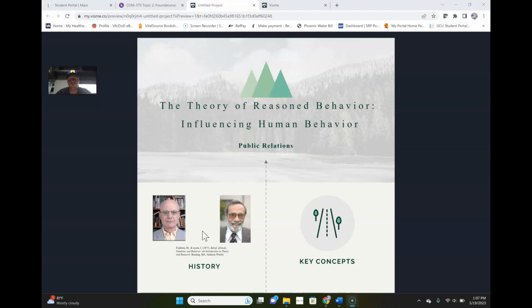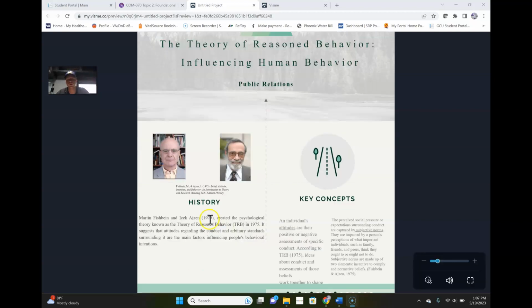This is my infographic presentation, The Theory of Reasoned Behavior Influencing Human Behavior Regarding Public Relations. To begin with its history of how this theory developed, it happened in the mid-70s, specifically 1975, by two psychologist doctors, Martin Fishbein and Icek Ajzen, who created the psychological theory known as Theory of Reasoned Behavior, TRB, in '75.